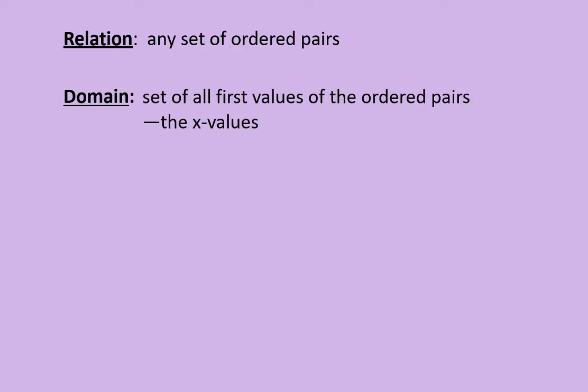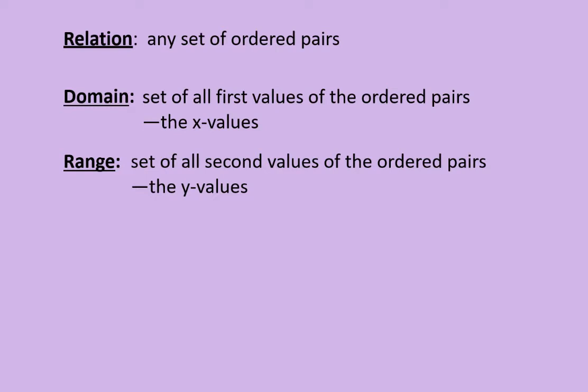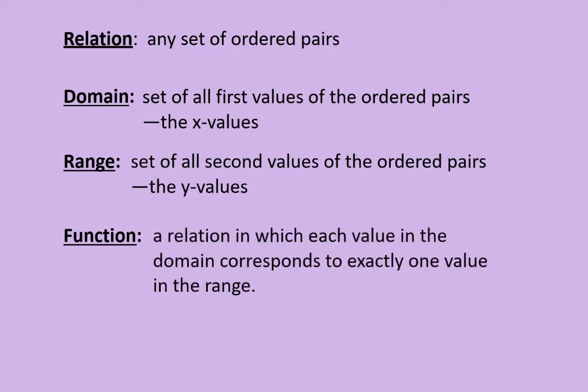The domain is the set of all first values of the ordered pairs, or the x values. The range is the set of all second values of the ordered pairs, which are the y values. And a function is a relation in which each value in the domain corresponds to exactly one value in the range. This means that when we have sets of ordered pairs, or a relation, we can't have an x value pair up with more than one y value. This will make more sense when we start doing some examples.